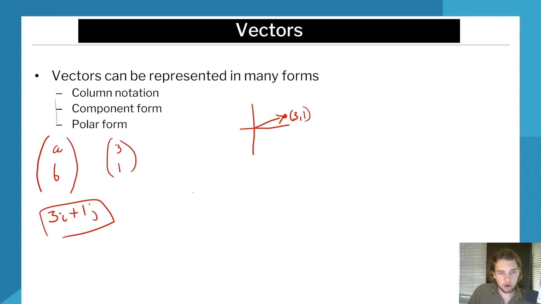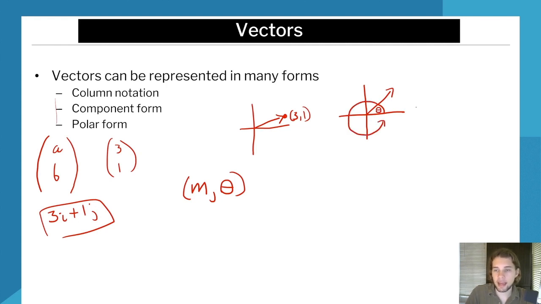Now, polar form represents a vector more so as what it is. It represents a direction and a magnitude. So that would be magnitude first and then direction. The direction, if we're thinking in terms of a Cartesian plane, we would usually represent as an angle anti-clockwise from the x-axis.